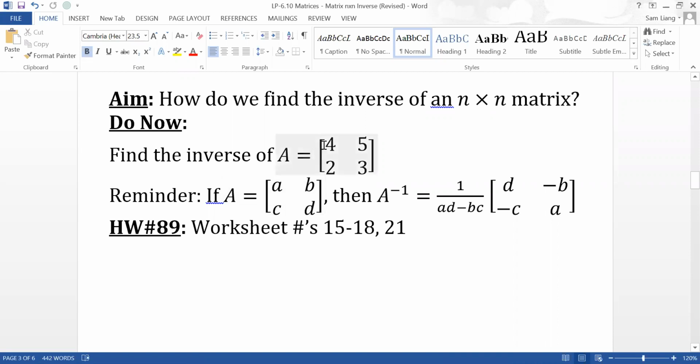Here, I want you to find the inverse of this 2 by 2 matrix right here, 4, 5, 2, 3. And as a reminder, here's the formula. It'll take like 30 seconds to do that, and then we will discuss.